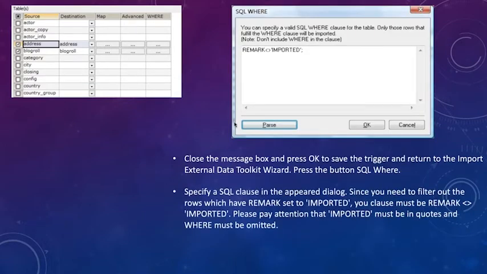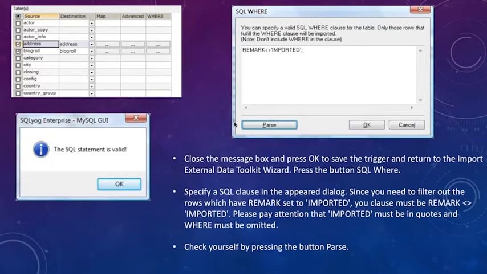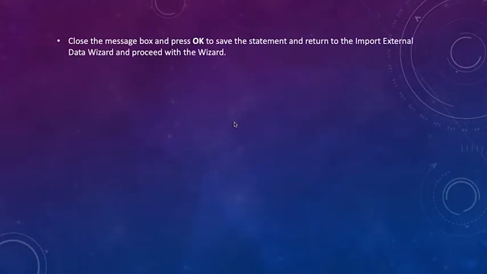There you will be able to specify a clause that appears in the dialog. Again, you will need to filter out the rows which have remarks set to imported. Your clause must be remark and then imported, and please pay attention that imported must be in quotes and where must be omitted. Then you can again press on parse to check it. If you get the notification that SQL statement is valid, then it's all good to go.